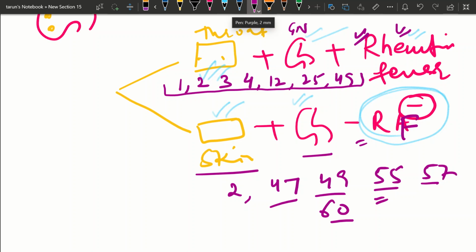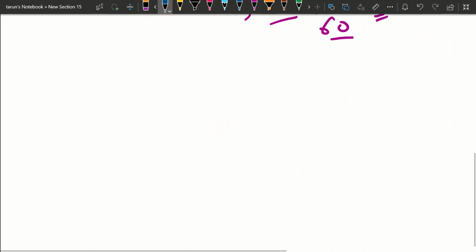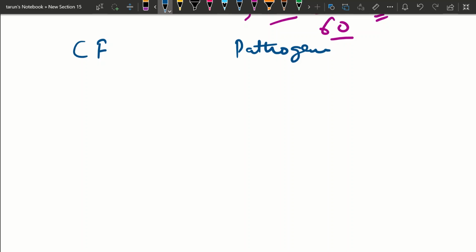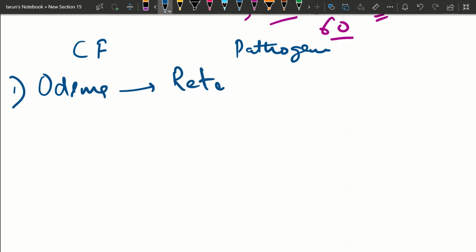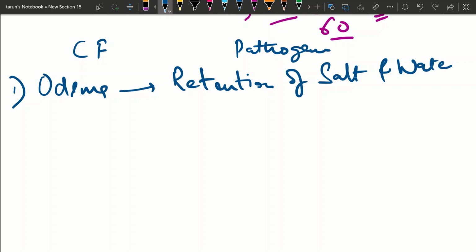So this is a brief about the pathogenesis. Now we'll see the pathogenesis of the clinical features. As we discussed, these patients usually present with edema of the body, that is swelling of the body. We'll discuss why this edema occurs. This edema occurs because of the retention of salt and water in the body.